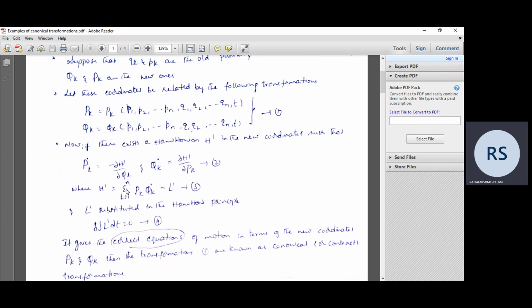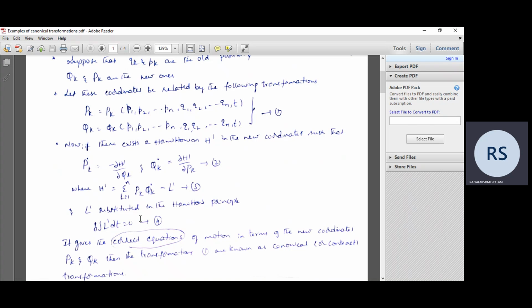So here H' equals sum over k from 1 to n of P_K Q_K dot minus L'. Here L' is substituted in Hamilton's principle. We have delta integral of L' dt equals 0. This is equation number 4.